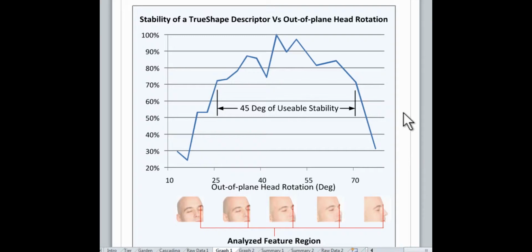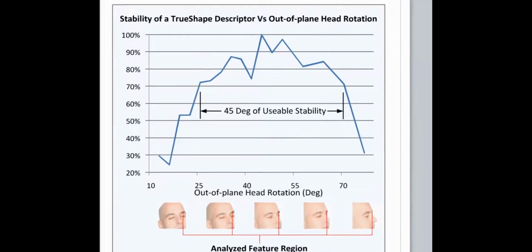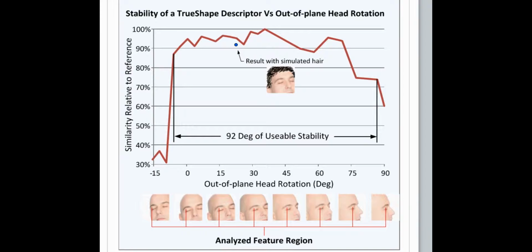As a point of reference, no other descriptor in the literature comes close to achieving this level of stability versus out-of-plane rotation. For example, descriptors such as SIFT, SURF, HOGs, 2-bit binary patterns, and others only remain stable over a few degrees of out-of-plane rotation. The data shown in this graph corresponds to a TrueShape descriptor exhibiting usable stability over an astounding 92 degrees of out-of-plane head rotation. This measurement, while somewhat atypical, is consistent with the prediction that the upper limit for stability with respect to out-of-plane rotation is 120 degrees.